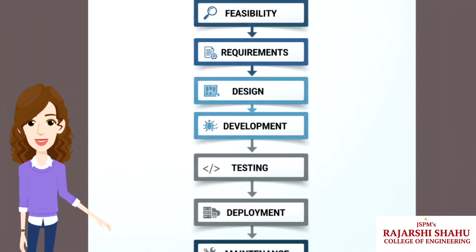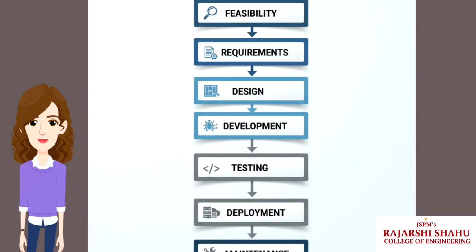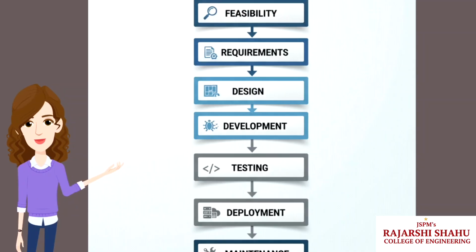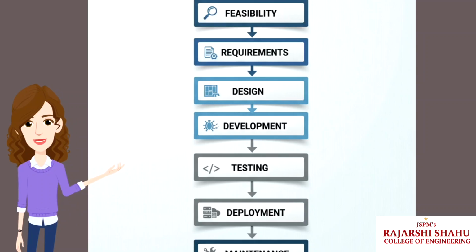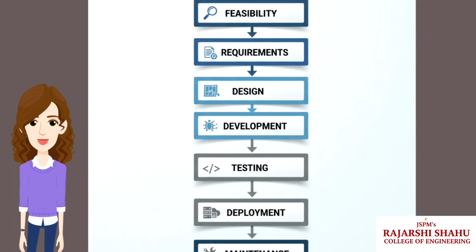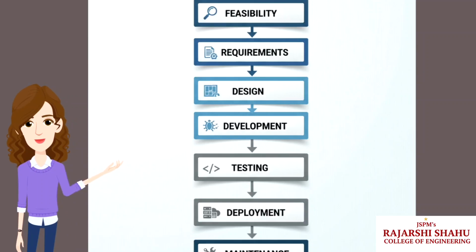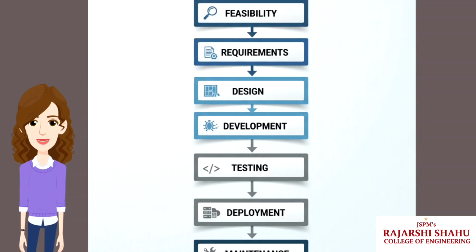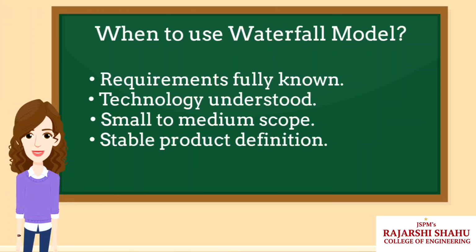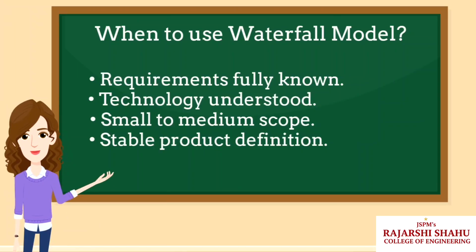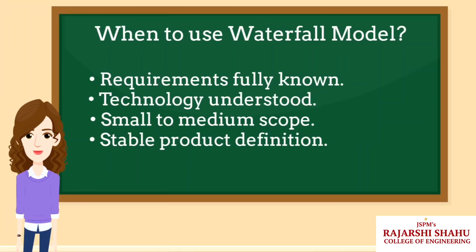The waterfall model follows a strict step-by-step flow. It starts with feasibility, then moves to requirements, design, development, testing, deployment, and finally maintenance. Each phase must be completed before moving to the next, making it ideal for projects with clearly defined requirements. When to use waterfall model? Use waterfall model when requirements are crystal clear, technology is well understood, and scope won't shift.